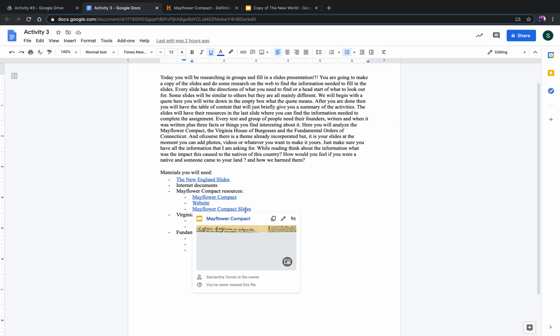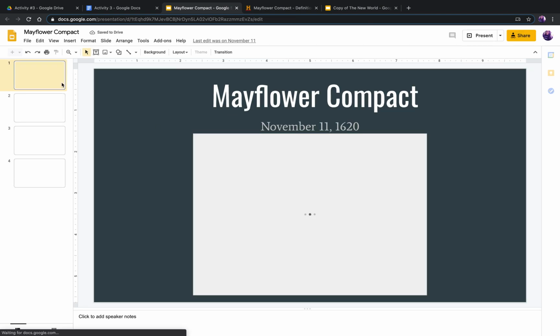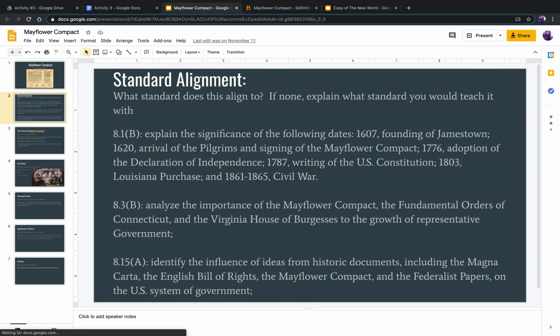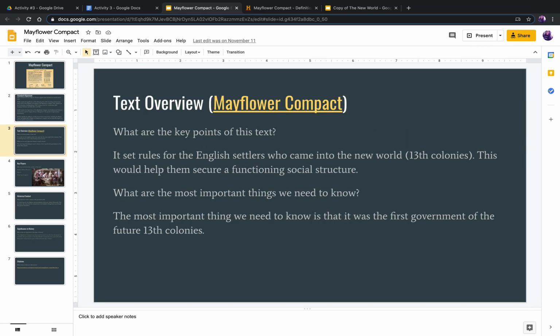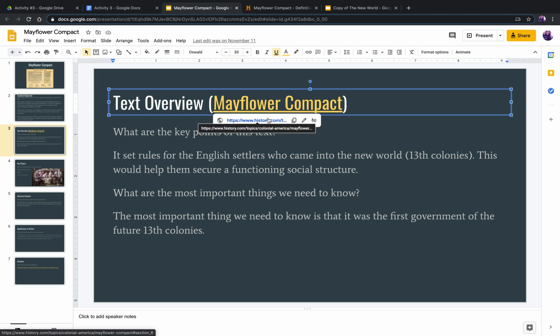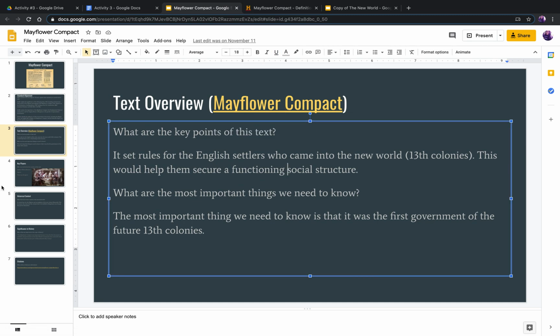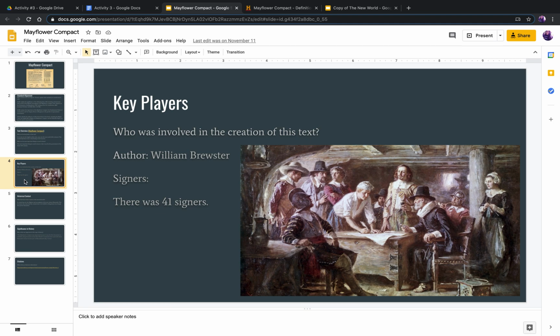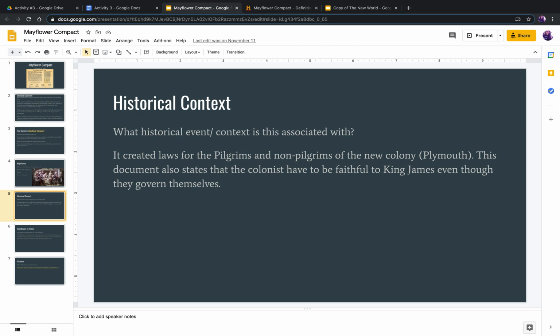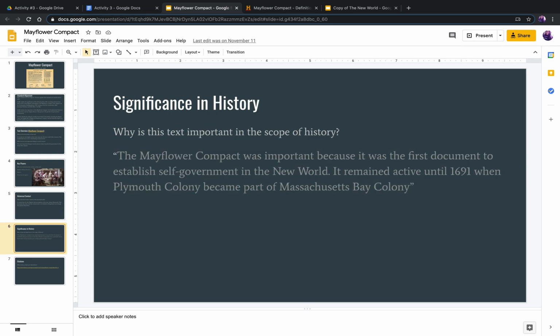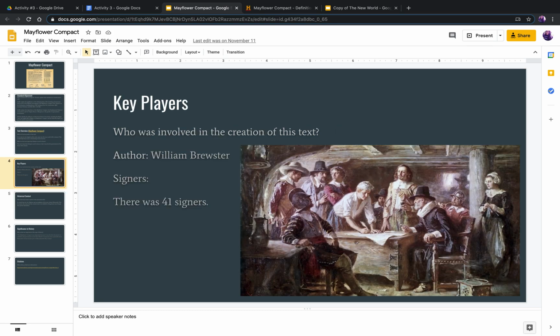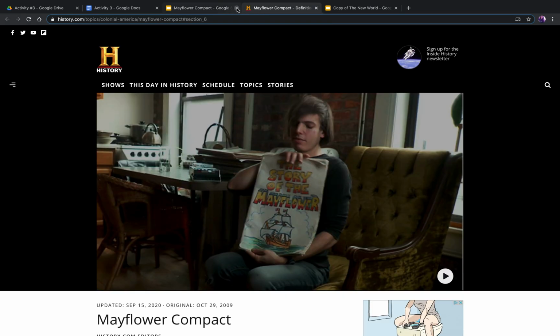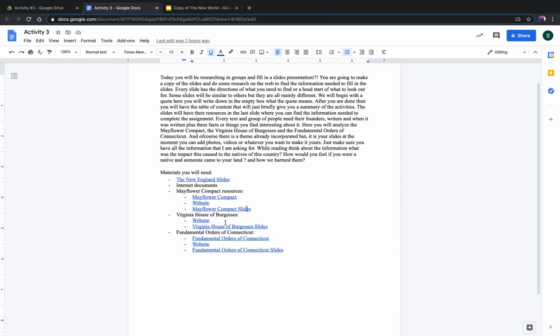And then the slides. These are some slides I have created for one of my classes. This also has the information. Right here it actually tells you the whole Mayflower Compact, what it said. Here you could even find your author and how many signers. And then here why it was important to history and the citations, which is the same link I gave you. And you will have the same thing for all of them.